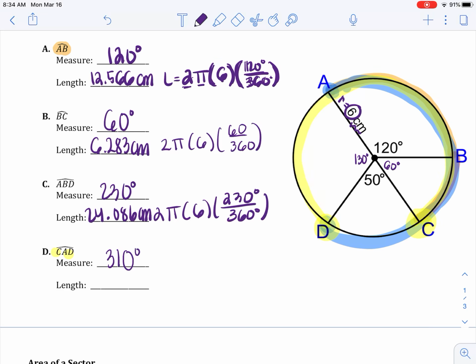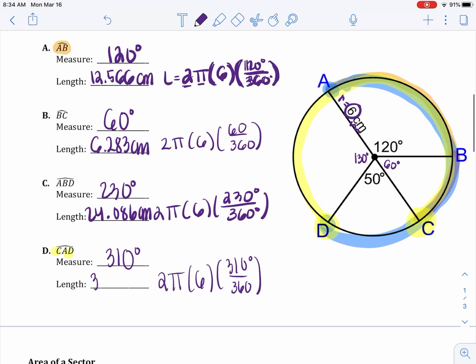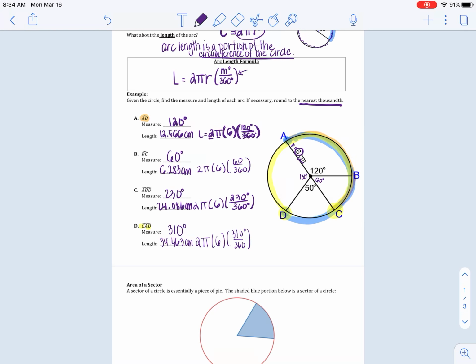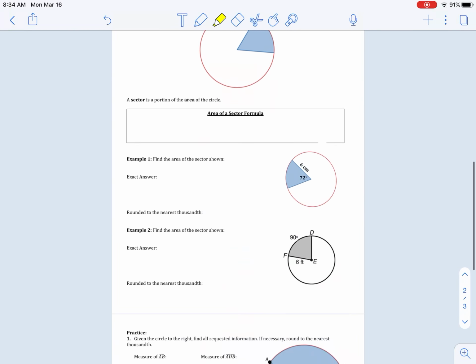310 degrees. 2 times pi times 6 times 310 divided by 360 is 32.463 centimeters. So that's how you find arc length. So you just have to make sure that you're reading. If it says find the arc measure, what we've been doing, right? Just how many degrees is it? If it says length, you're using the arc length formula.